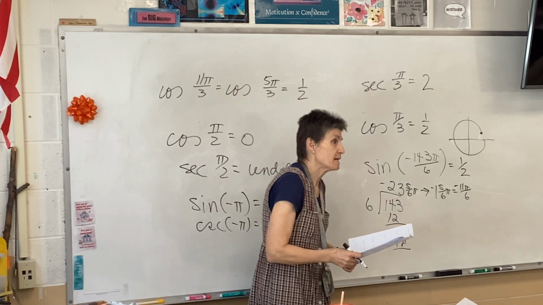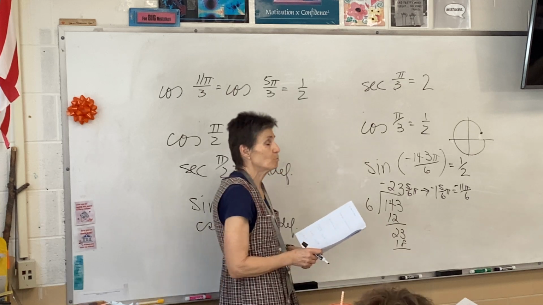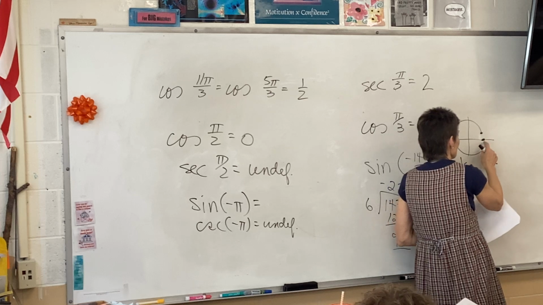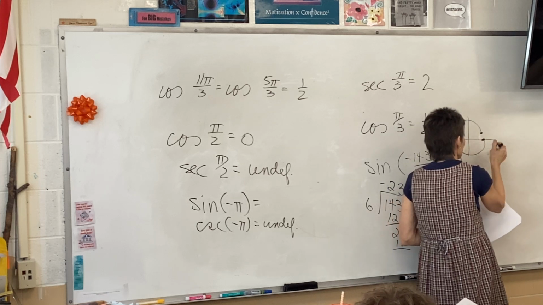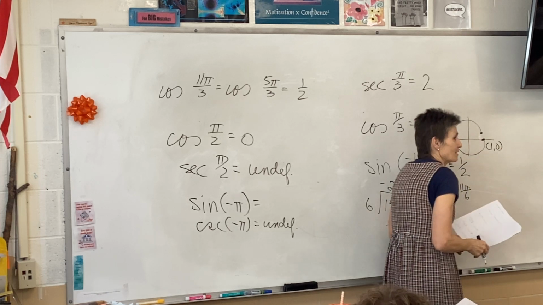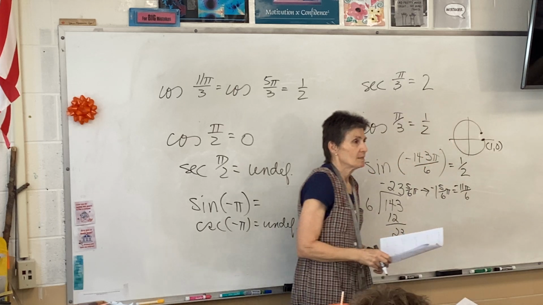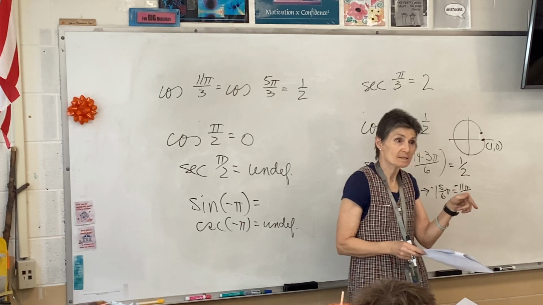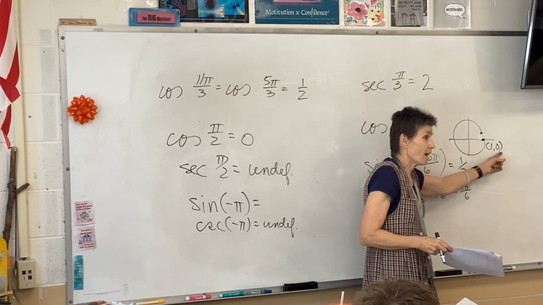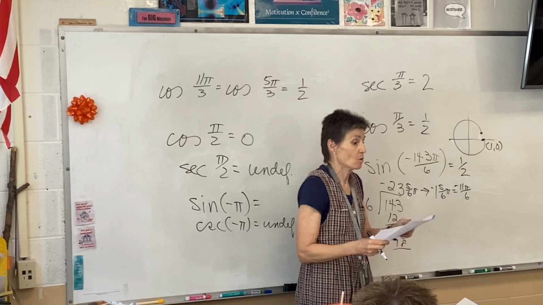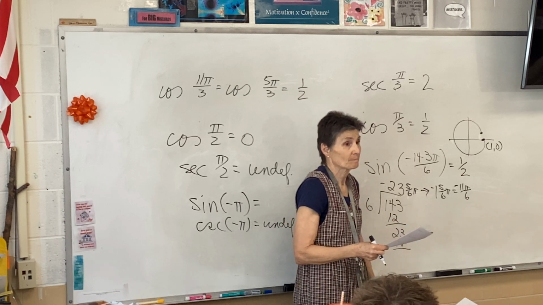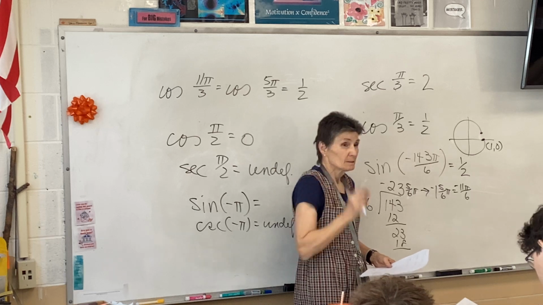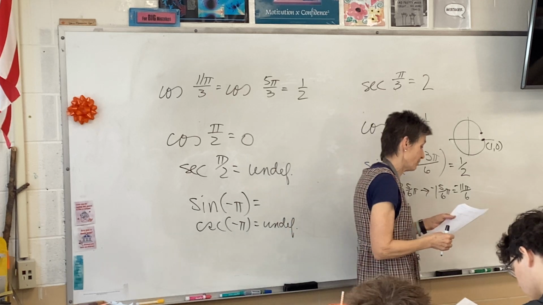How about the cotangent of 2 pi? Is that undefined also? Yep. Excuse me, 2 pi is right here. Cotangent is x over y, because tangent is y over x. So x over y would again be undefined. Those are all undefined. Okay? All right, let's look at part 12.